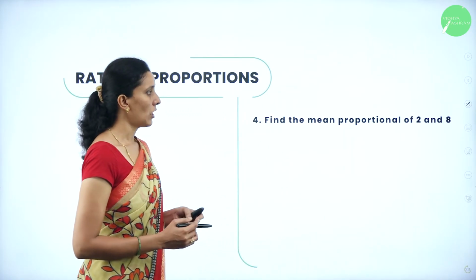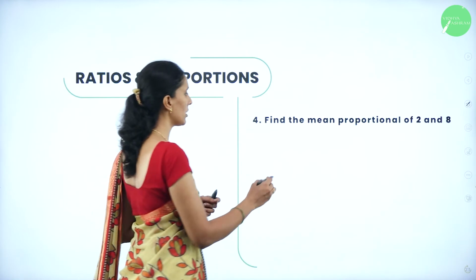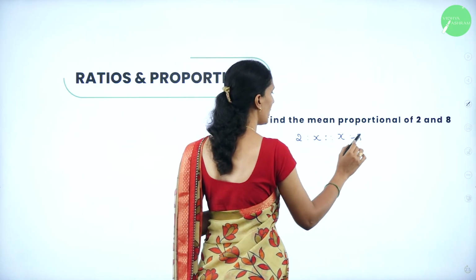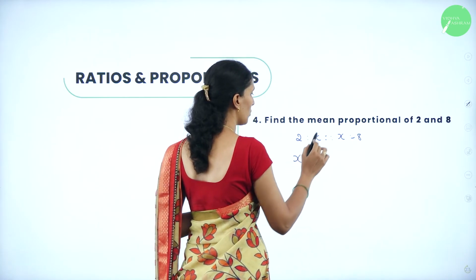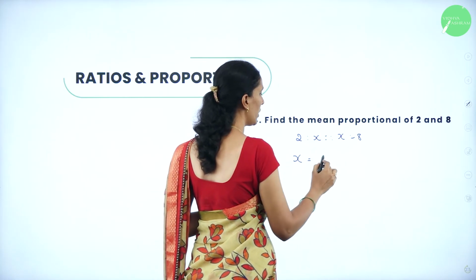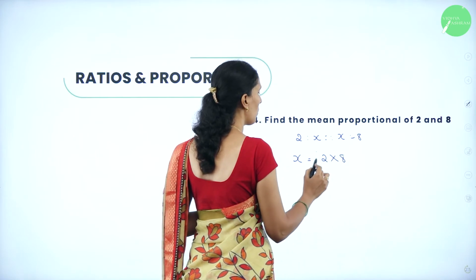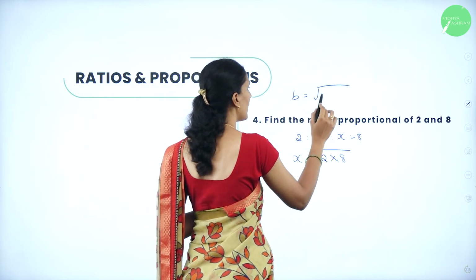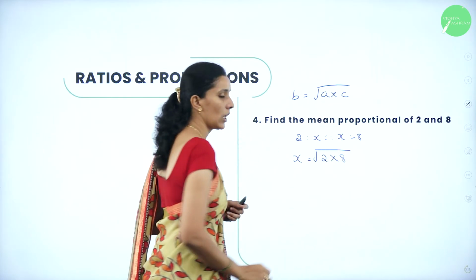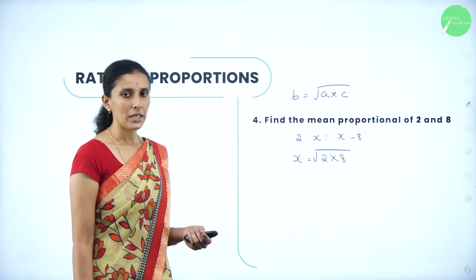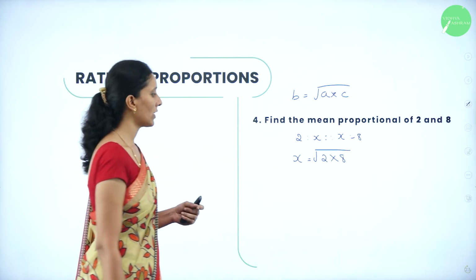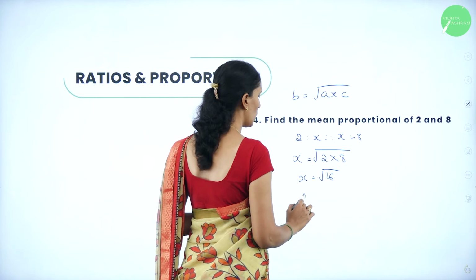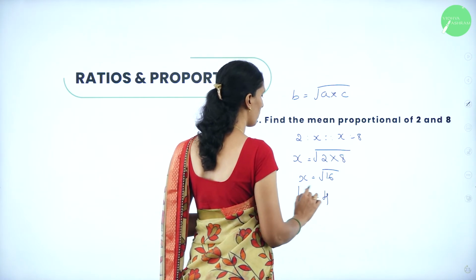Find the mean proportional of 2 and 8. So that is 2 is to x proportional to x is to 8. So that is x square is equal to 2 into 8 you will get, or x is equal to square root of 2 into 8. So remember you can directly put B is equal to root of A into C. That is, if you want B, then you should take the square root of the extremes. So x is equal to root of 16. So x is equal to 4.